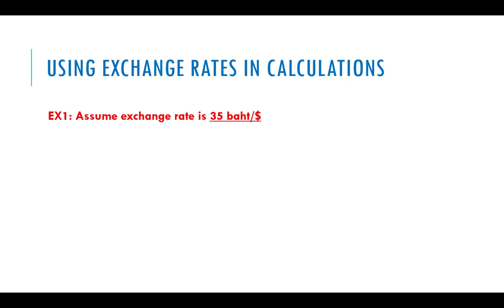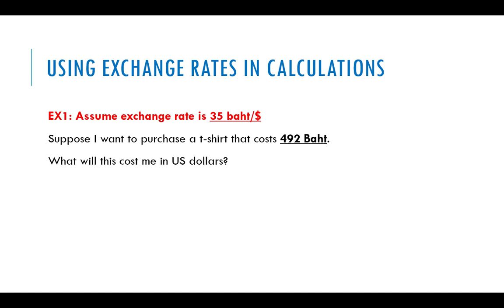So let's practice. So example number 1. Let's assume that the exchange rate is 35 baht for dollar. So remember, that means you show up, you give them a dollar, they give you 35 baht. Suppose I want to purchase a t-shirt that costs 492 baht. What is this costing me in US dollars? So if you don't have your calculator, you need to grab it or use your calculator on your cell phone, but I need you to practice these calculations to make sure that you're getting them right. So I'm going to pause here while you calculate.